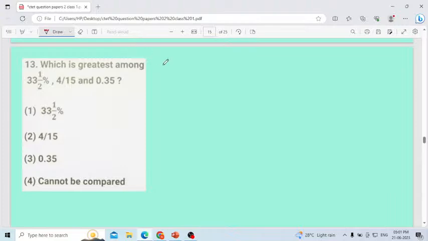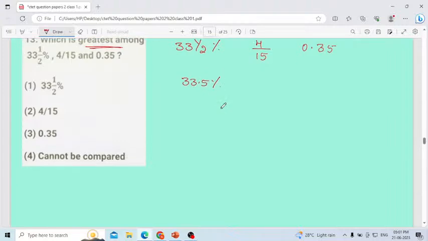What is the value of 33 1 by 2 percentage, then 4 divided by 15, then 0.35? Among these three, which is the greatest, they are asking. What is meant by 33 1/2 percentage, it means 33.5 percentage. What is meant by percentage? 33.5 divided by 100.